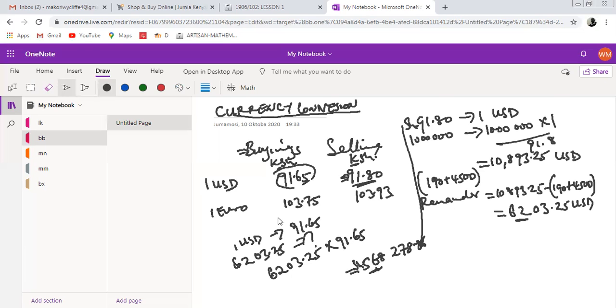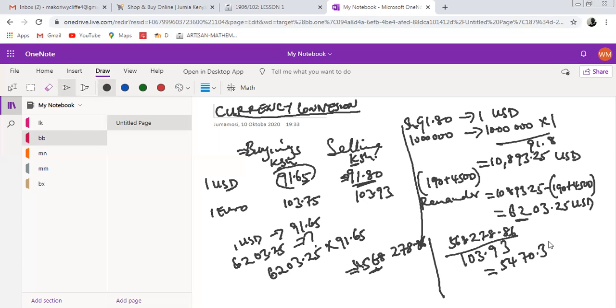If he approaches the bank to acquire the euros with these shillings, the bank will sell the euros. So we need to understand that here, if he goes and buys the euros, the bank will be selling from that particular perspective. So he's going to acquire 568,278.86 divided by, because we are using the selling part for him to acquire the euros, 103.93. So he's actually going to get 5,470.3 euros. Those are the euros that he is going to acquire.